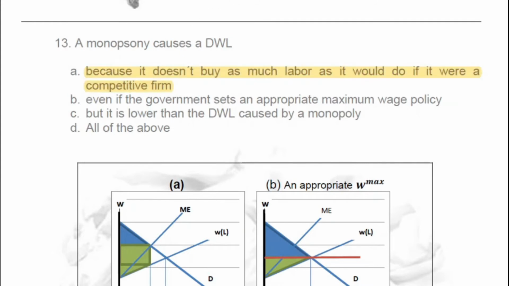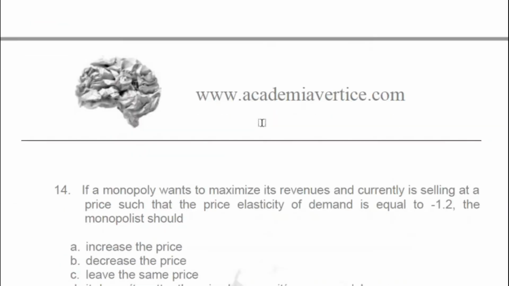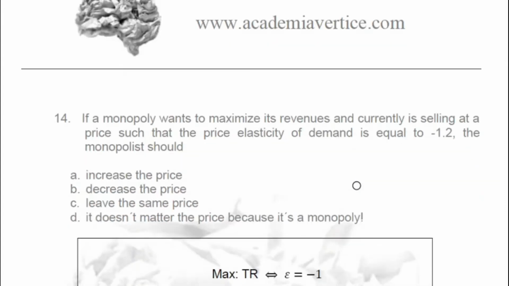Okay, so A. Now 14th, if a monopoly wants to maximize its revenues and currently is selling at a price such that the price elasticity of demand is equal to minus 1.2, then the monopolist should be careful. The question says maximizing the revenues. We should know that a monopoly maximizes its revenues when the price elasticity of demand is minus 1.